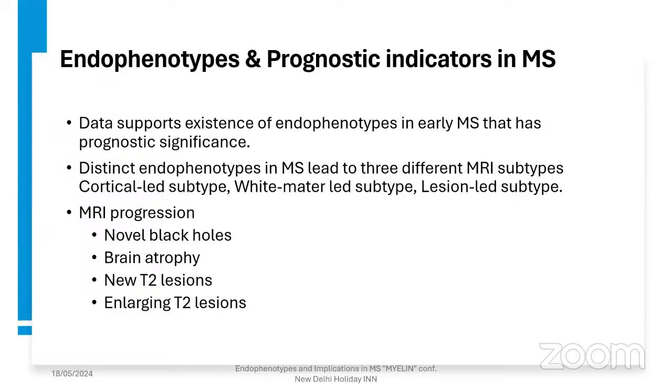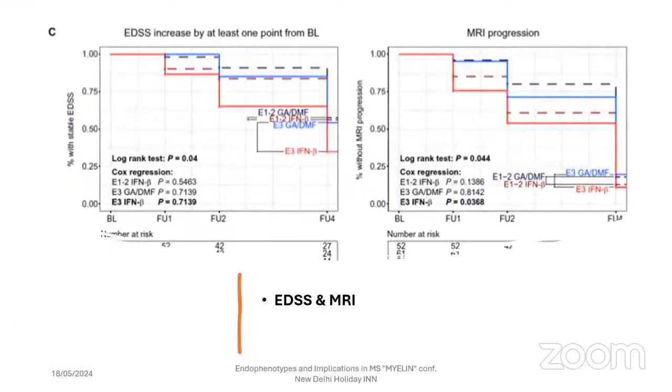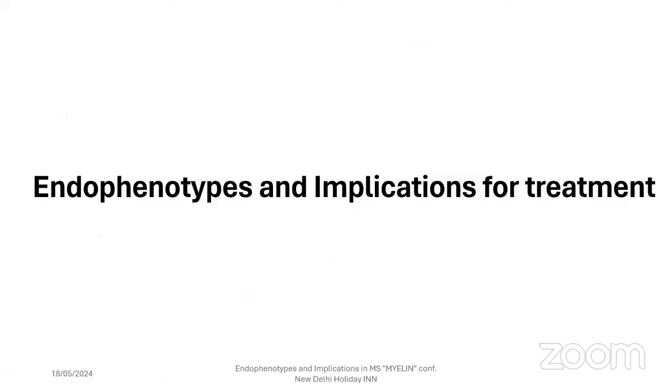So what is this prognostic significance? Distinct endophenotypes in MS lead to 3 different MRI subtypes also: cortical lead subtype, white matter lead subtype, lesion lead subtype. Usually the MRI progression is studied by new black holes, brain atrophy, appearance of new T2 lesions, enlarging T2 lesions. So these graphs show all these 3 drugs, interferon, glatiramer acetate, and dimethyl fumarate, studied for MRI progression and EDSS progression, and they observed some differences, which I'm going to summarize in the next slide.